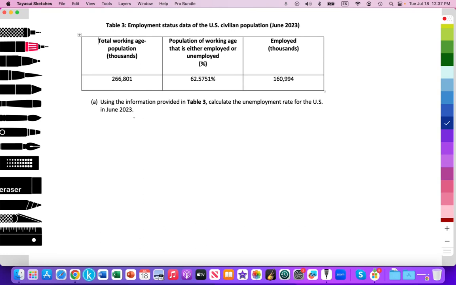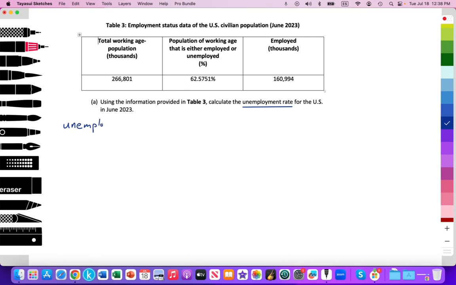All right, so let's go through how we would calculate this. First, let's be attentive to what the question is asking us. It's asking us to calculate the unemployment rate. So the first thing you should think about is the formula. There is no formula worksheet that you're given. You must know this, you should have this memorized.